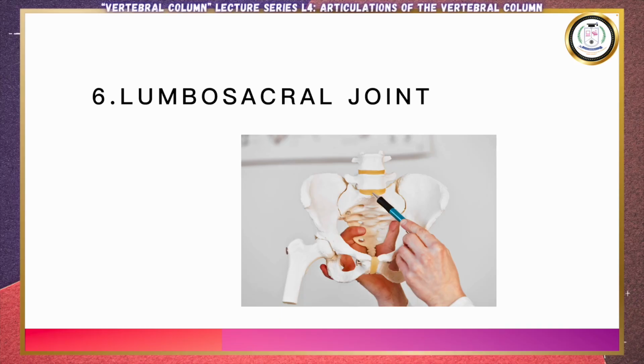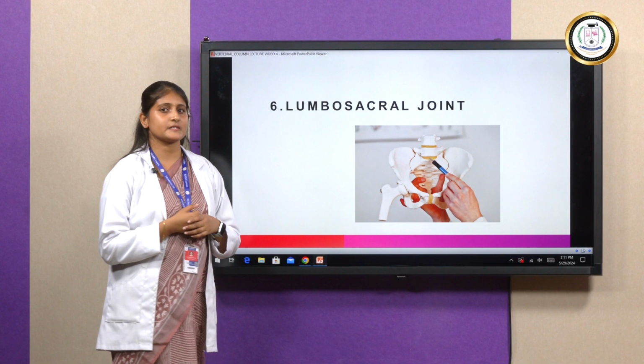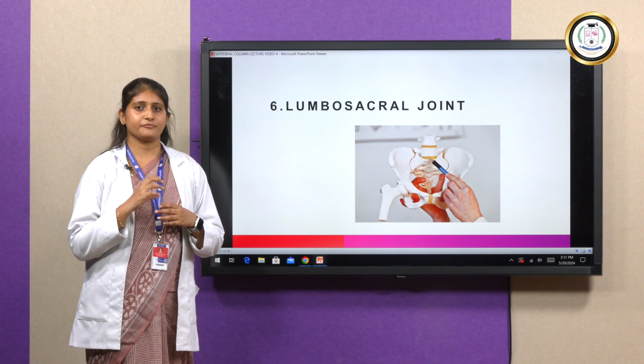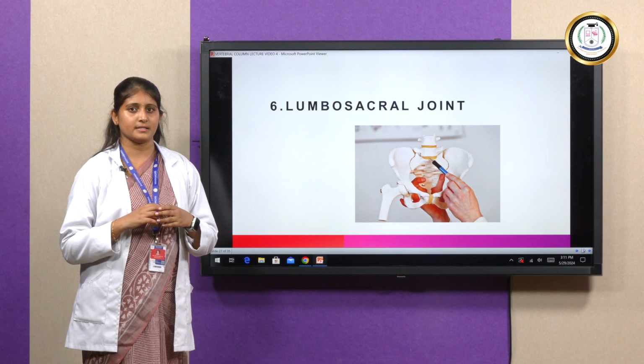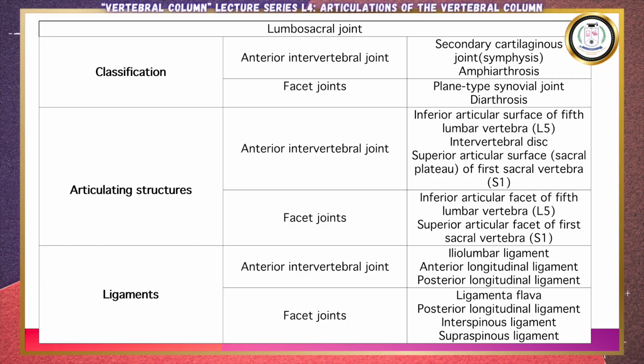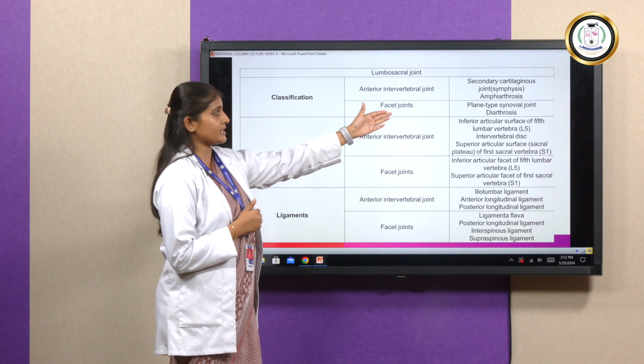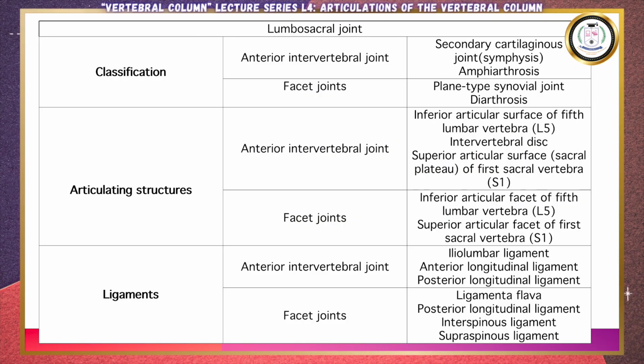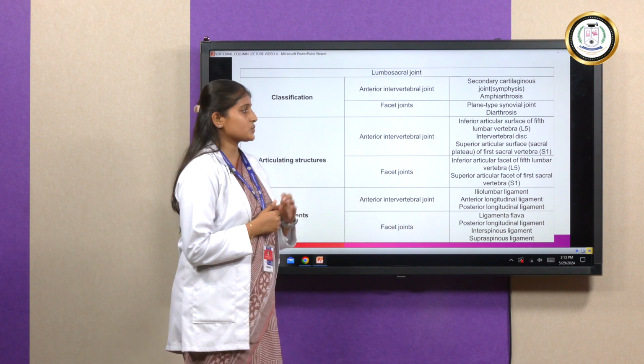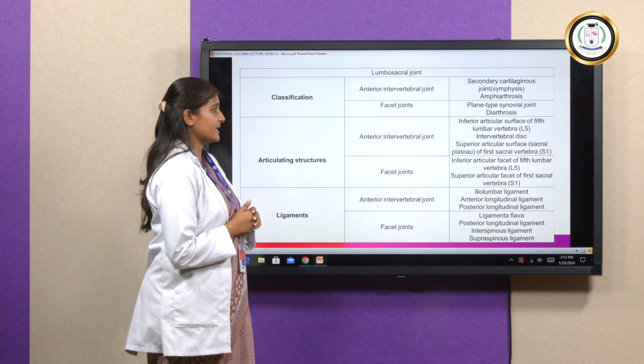Next, we will move on to the next joint variety, the lumbosacral joint, which is the junction between the fifth lumbar vertebra and the sacral segment. So, here we have the lumbosacral joint. It comes under the classification of secondary cartilaginous joint. It also has the facet joint which comes under the plane variety. The articular structures are the inferior articular surface of the fifth lumbar vertebra articulating with the superior articular surface of the sacral vertebra.